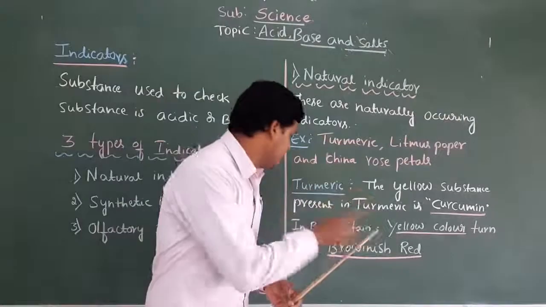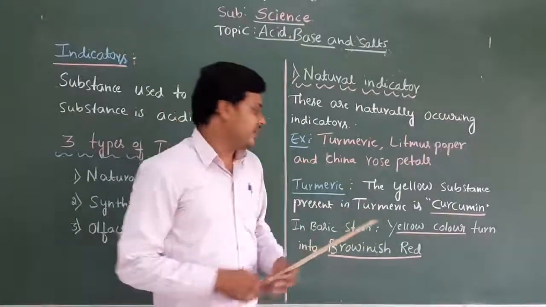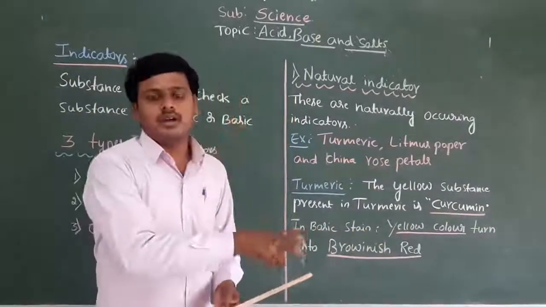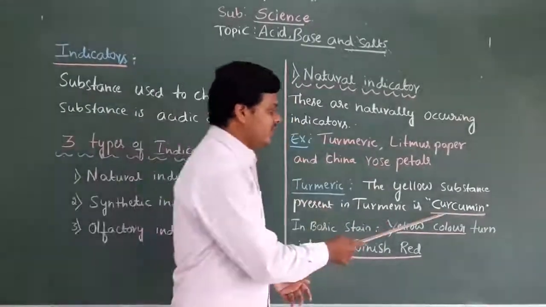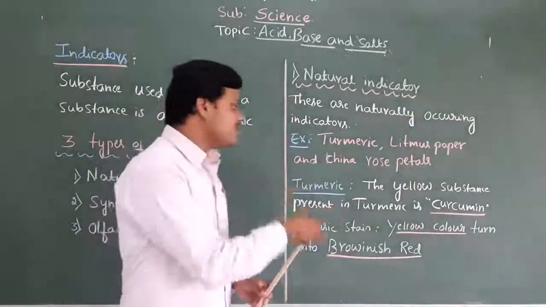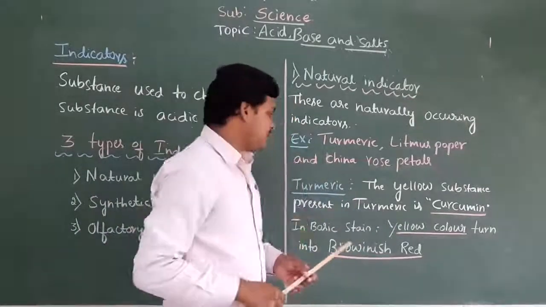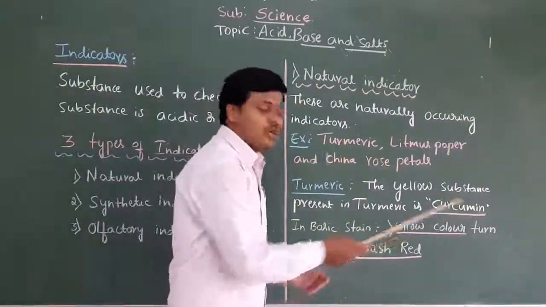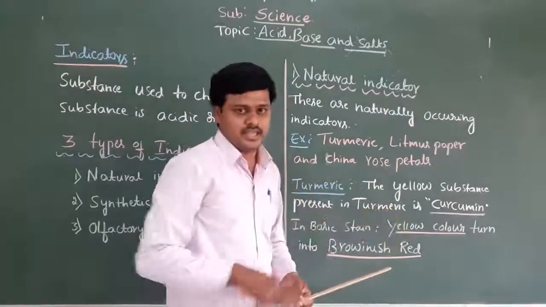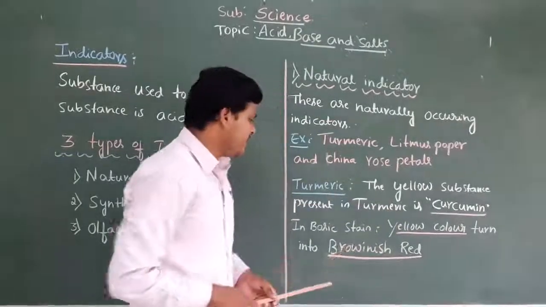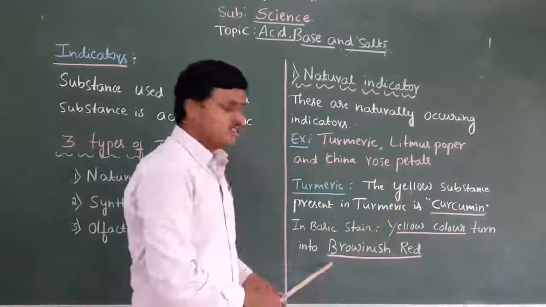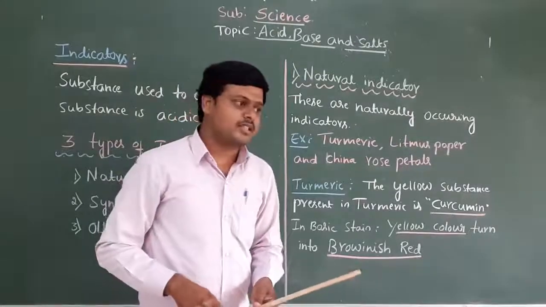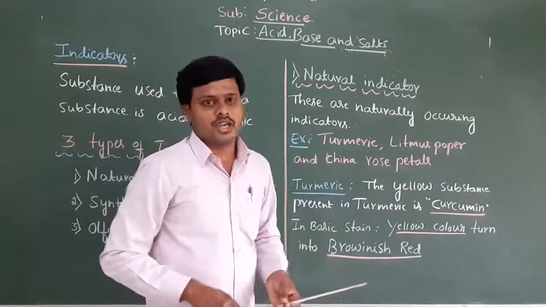This is yellow because of the pigment present in the turmeric powder, which we call curcumin. Curcumin is one type of pigment present in the turmeric powder. If any substance is in a basic medium, the yellow color turns into brownish red color. So I will conduct one activity, and based on that activity, you will observe carefully.